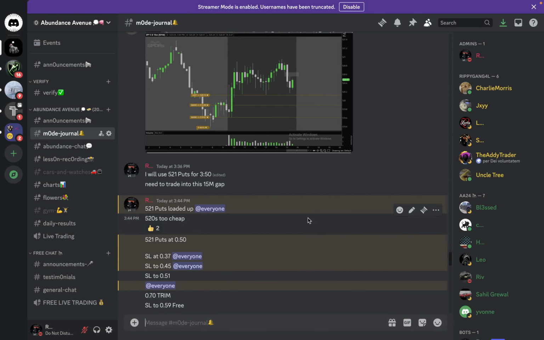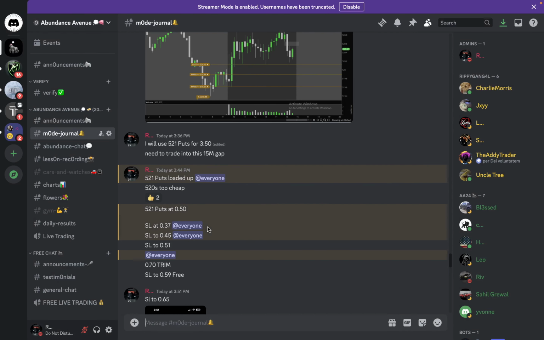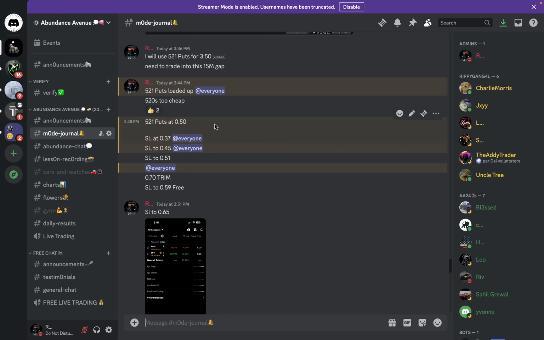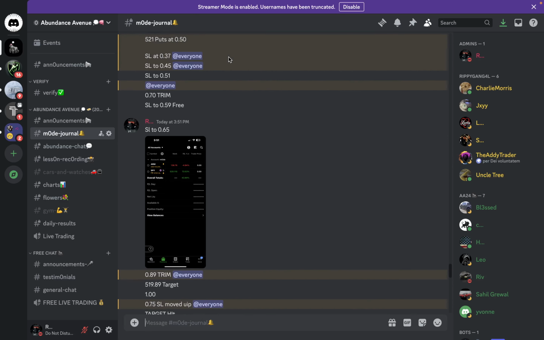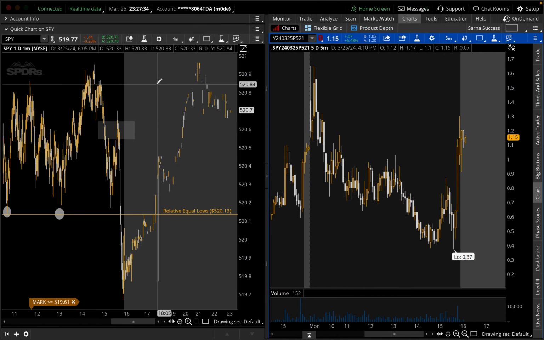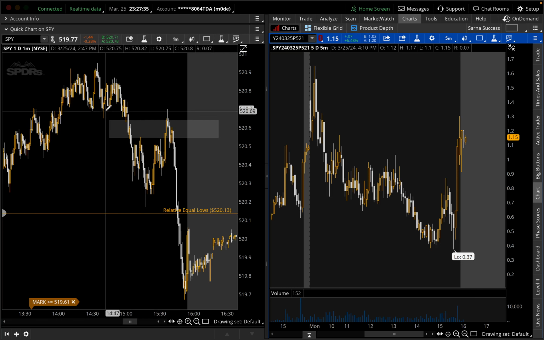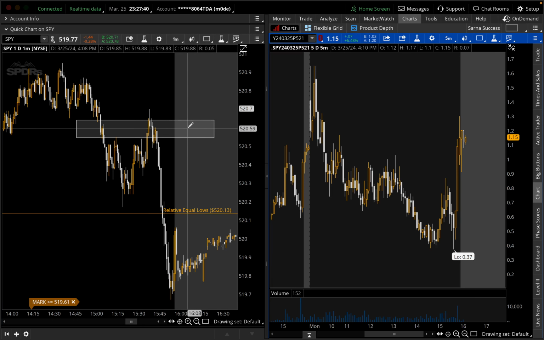So puts were loaded up. Alert came at 3:48, about 2 minutes before the 350 market on close order. I like to think of it as an algorithm, but same thing, that's besides the point. So let's actually go into the 1 minute time frame and see where the entry came in. So this shaded box is still the 15-minute gap. Let's go all the way to 348, right?